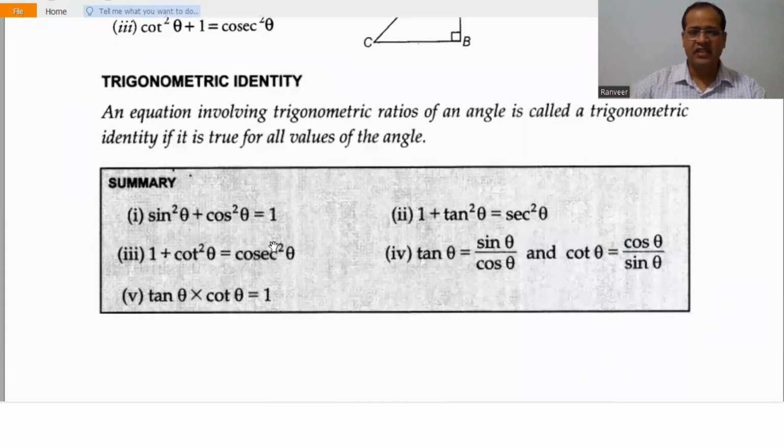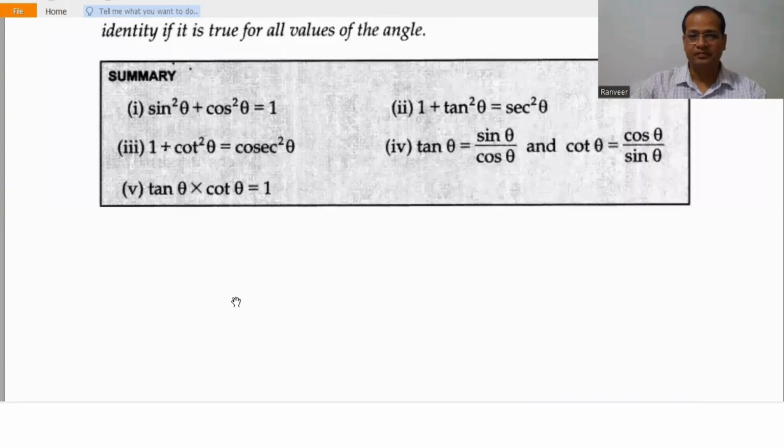And just remember all these formulas. Sin square theta plus cos square theta is 1. Second is 1 plus tan square theta equal to sec square theta. 1 plus cot square theta equal to cosec square theta. Tan theta equal to sin theta by cos theta. Cot theta equal to cos theta by sin theta. And the product of tan and cot, being reciprocals, is always 1. Based on that, we are going to solve the problems.